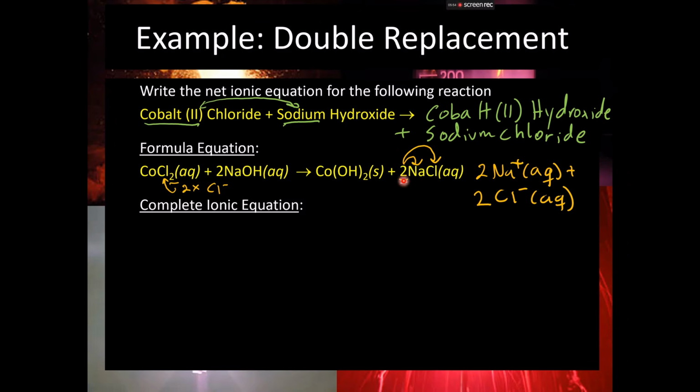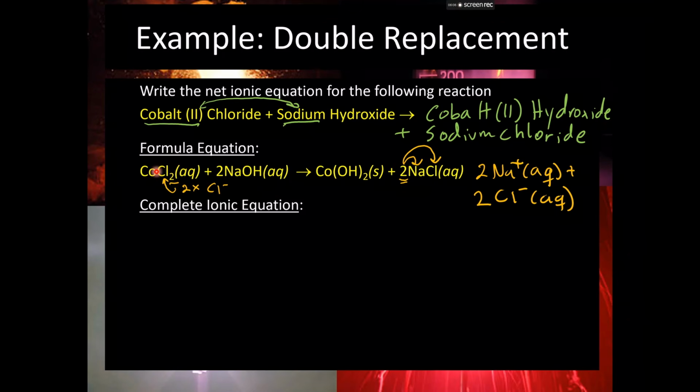So we need to keep that in mind when we have a coefficient in a formula equation. When we separate something like the sodium chloride, we need to apply that coefficient to both the ions that we're separating. Whereas if we have a subscript like this 2 in the CoCl2, then we only apply that 2 to the ion that it's for, in this case, the chlorine.